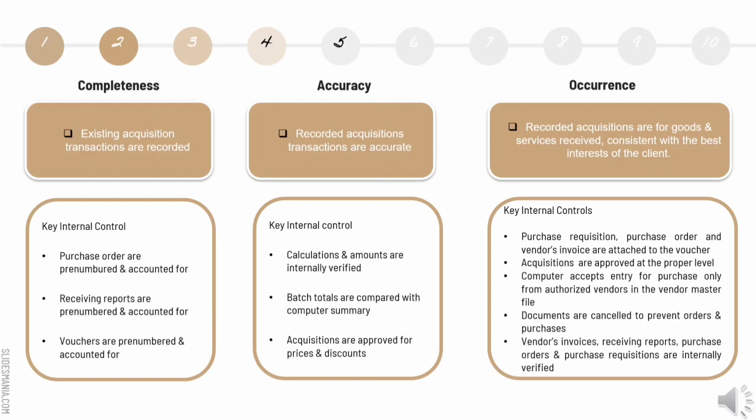Occurrence: recorded acquisitions are for goods and services received, consistent with the best interest of the client. The internal control: purchases are approved at the appropriate level, and there is internal verification of relevant documents such as purchase requisition, purchase order, supplier invoice, and goods received notes.